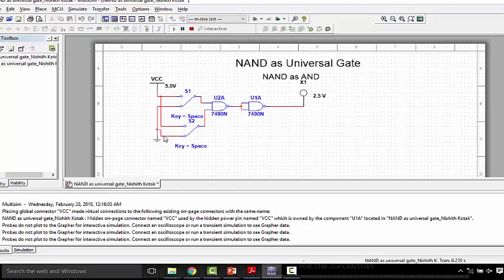Initially both my inputs are at ground, that is logic low, and my output is also 0. Whenever I connect both the switches with VCC, that is logic high, my output would be at logic high state, which is the functionality of AND gate.